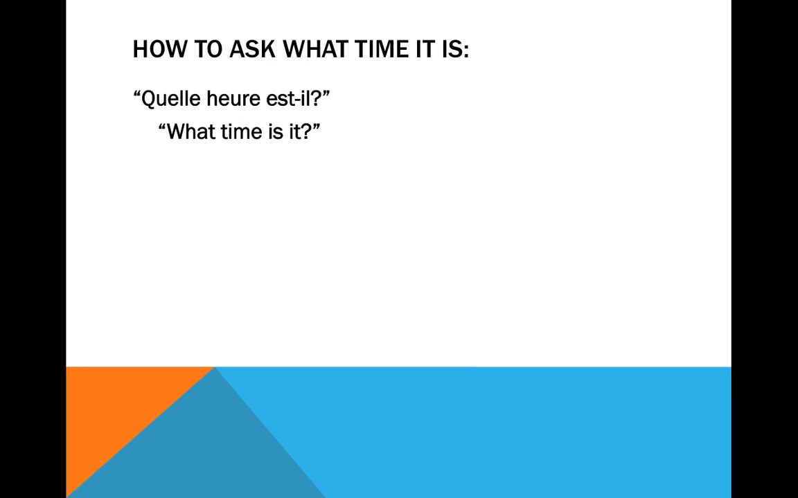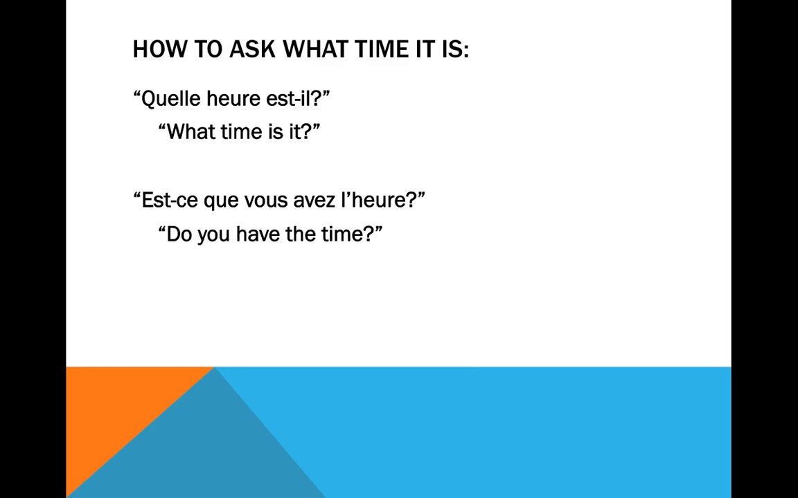The second way to ask what the time is by asking est-ce que vous avez l'heure? Here we see avez, which comes from avoir, which we remember means to have. So this question is going to translate as do you have the time? So those are two ways to ask what time it is.